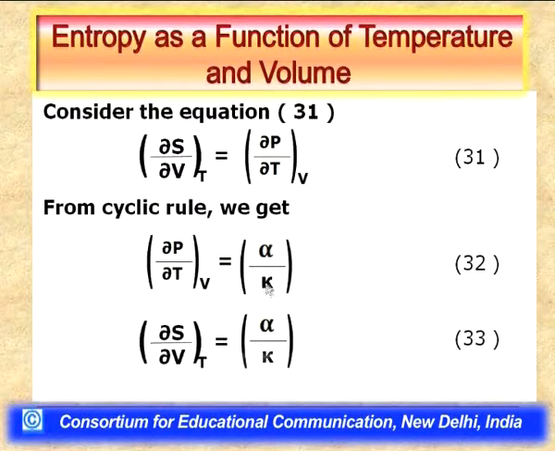Same way is the kappa. Kappa is the compressibility factor. All we need to know is how the volume changes with a particular change in pressure, and therefore, both these alpha and kappa are experimentally determinable quantities.